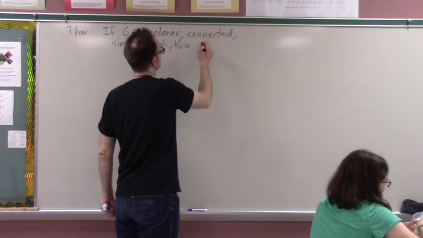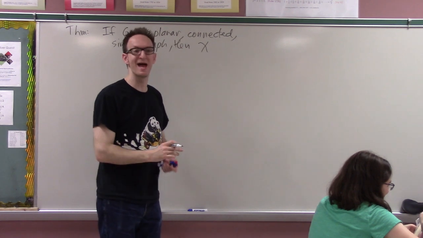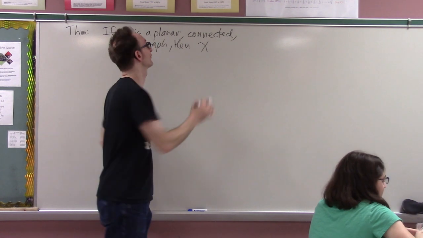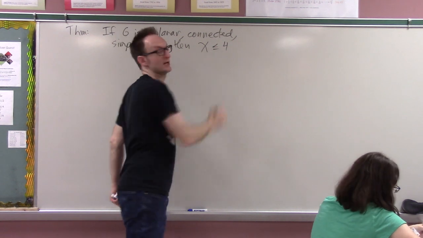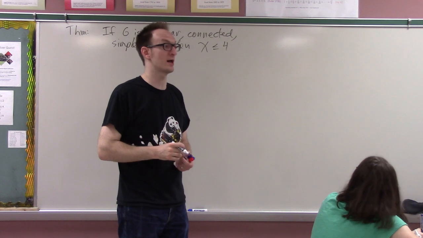It's not like an X. This is confusing. Fine, right? Then chi is less than or equal to 4. This is another way of saying every connected planar simple graph is 4 colorable.